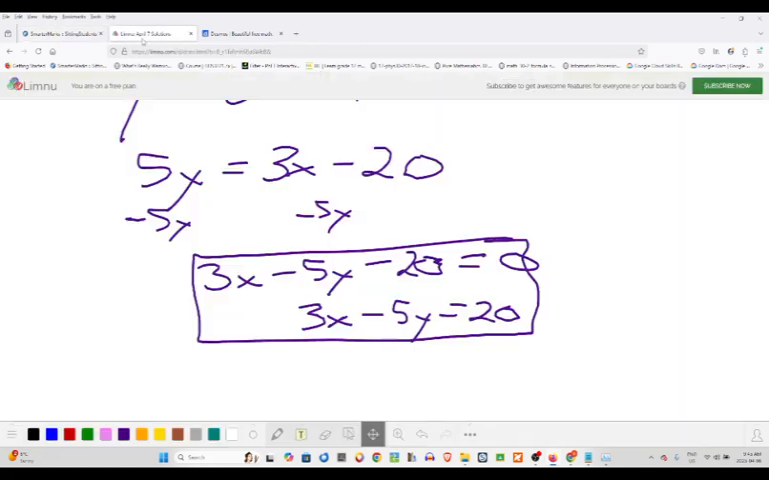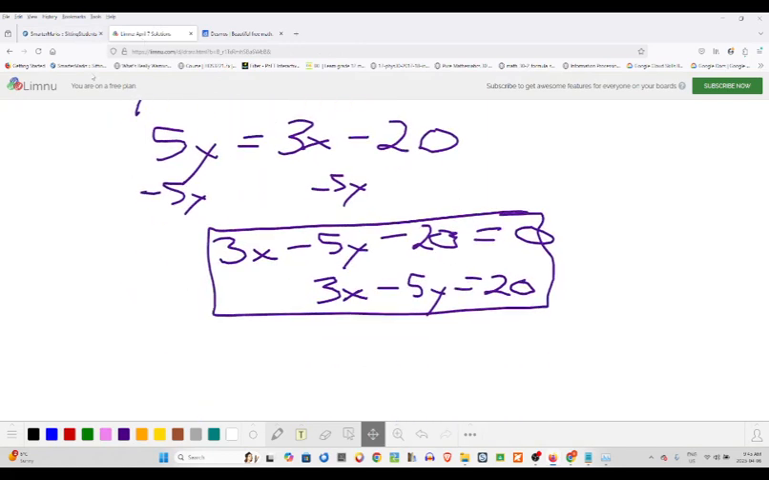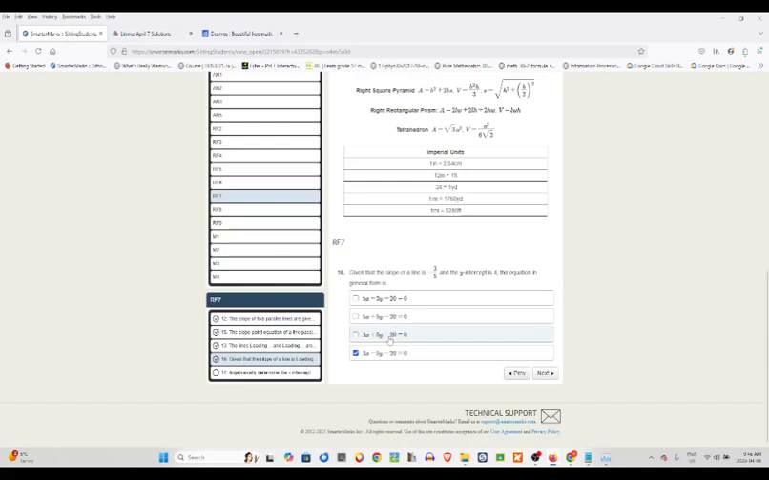Oh, sorry, the slope is a negative 3 over 5. That's why it seemed odd. This is a positive 3 over 5. The slope is a negative 3 over 5. That's why the coefficient or the sign on 20 seemed off.